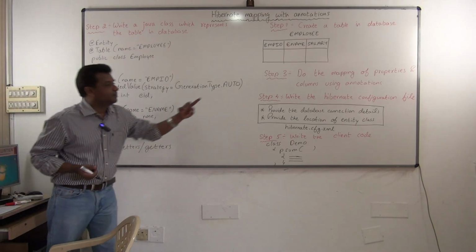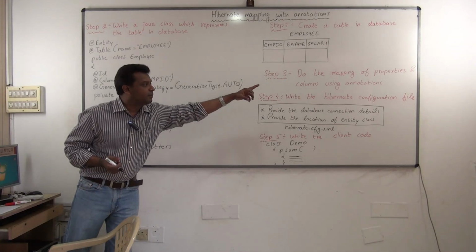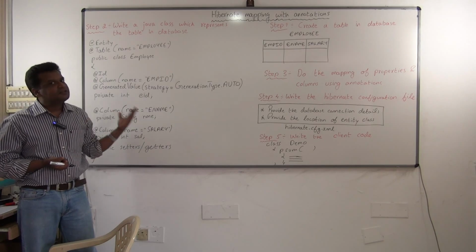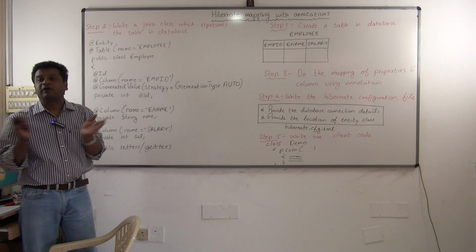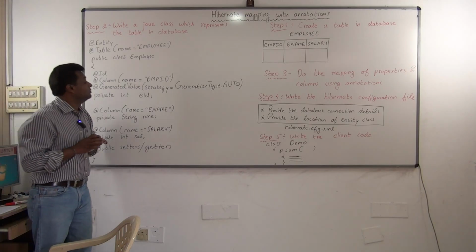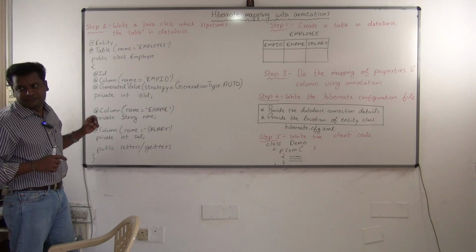Now coming to the third step. So step number 3 is what? Do the mapping of properties and columns using annotations. You have written the Java class, you have created the table. Now you have to do the mapping. So how do you do the mapping?